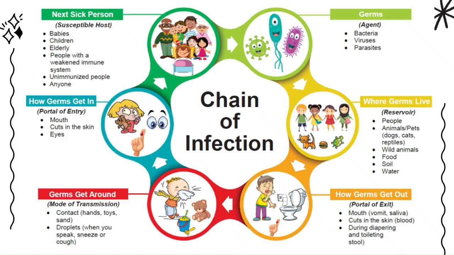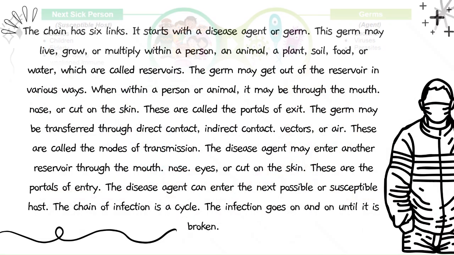Next one is the portal of entry. This is how the germ enters another person's body. It can enter through the nose, mouth, eyes, skin, or open wounds. For example, germs can enter when you touch your mouth without washing your hands. The next one is the susceptible host.